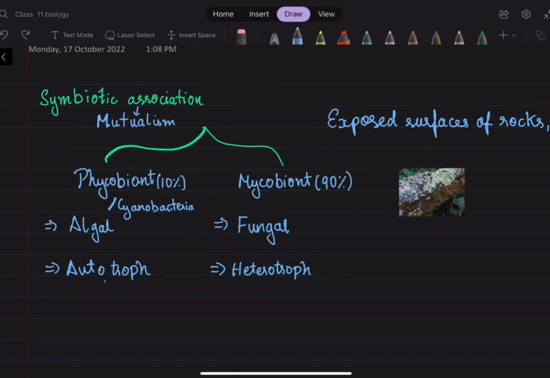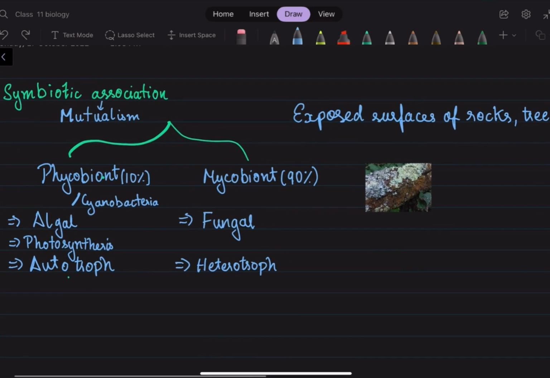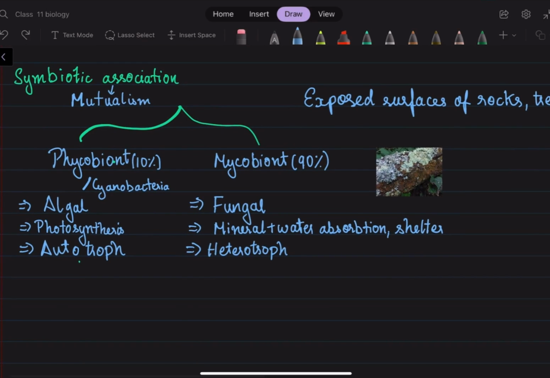And phycobiont is autotrophic in nature, as we know that algae are capable of performing photosynthesis, and thus they make food and provide it to the mycobiont. Whereas the fungal component, that is the mycobiont, is heterotrophic in nature, right? It derives the food from the algae. In turn, it provides shelter and also helps in mineral and water absorption. So phycobiont provides food, whereas mycobiont provides shelter, minerals and water.